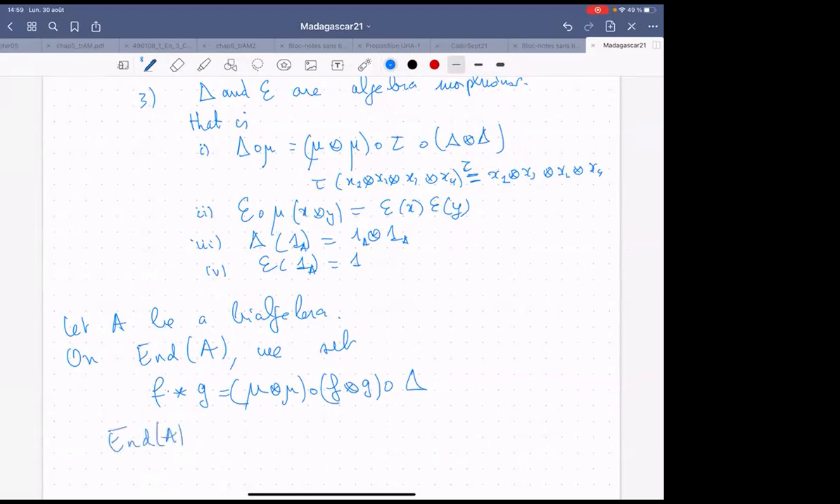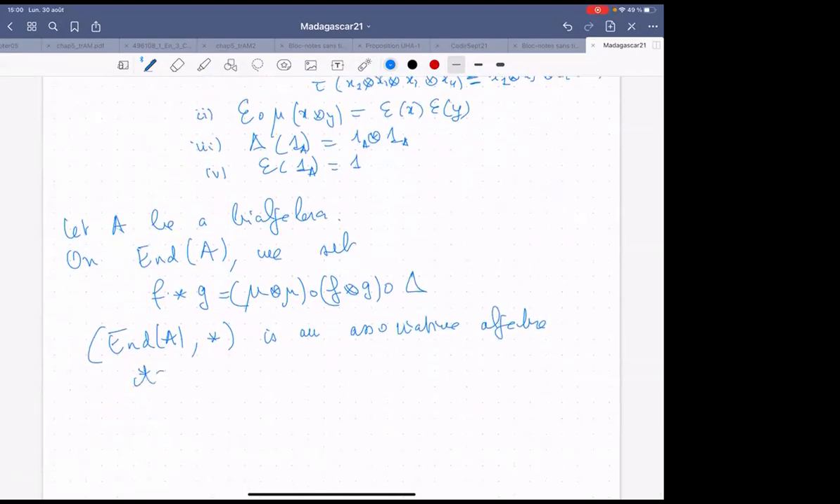With this product, A with this star is an associative algebra, and its unit is eta composed with epsilon. So this is a unital associative algebra where the unit is eta composed with epsilon.